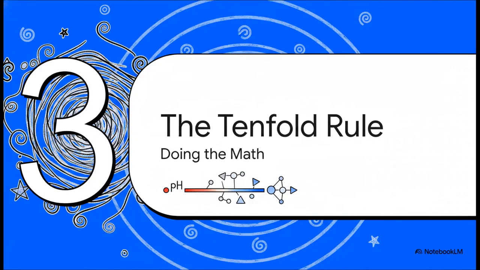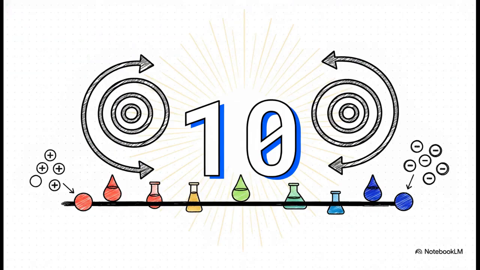So let's move along and see how this builds, because there's actually a hidden mathematical secret behind how this scale really functions. This is Section 3, the tenfold rule, doing the math. And a massive number 10 is the secret key here. The pH scale, it's not like your standard ruler where moving from a 1 to a 2 is just adding one equal unit. No, the pH scale is logarithmic. Now, that's a big science word, but it just means every single step you take up or down this scale doesn't represent a change of 1. It represents a huge, tenfold change in chemical strength.